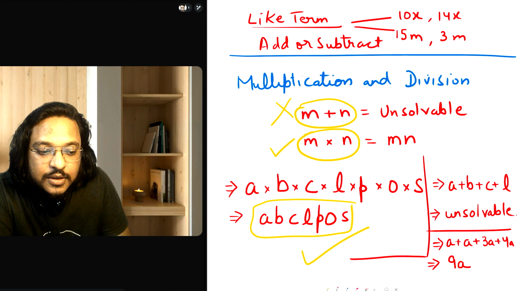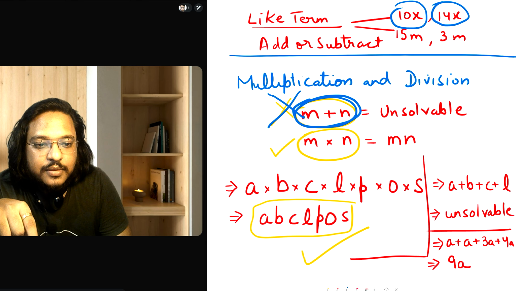So this was a brief video about multiplication and division. We never discussed division, but it works the same way. Multiplication of these kinds of letters is totally possible, and they do not have to be like terms. But if you have to add or subtract them, then they have to be like terms. These can be added or subtracted, but m and n cannot be added or subtracted.